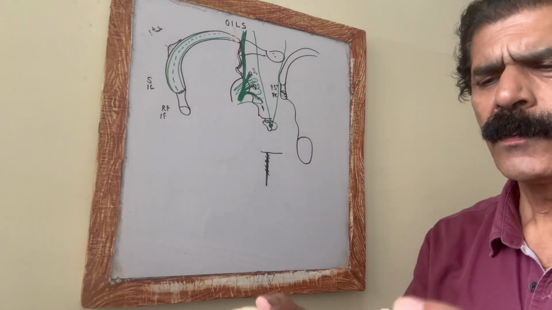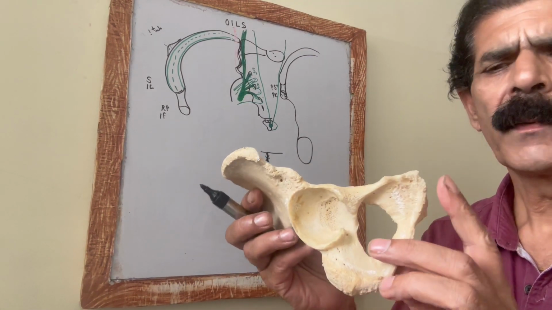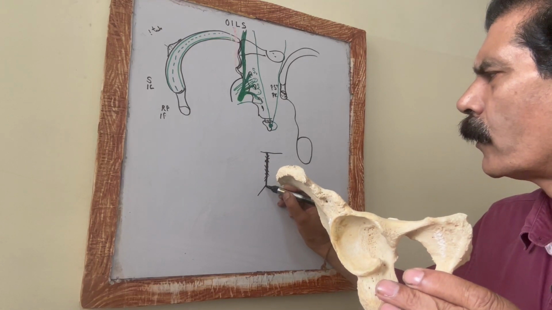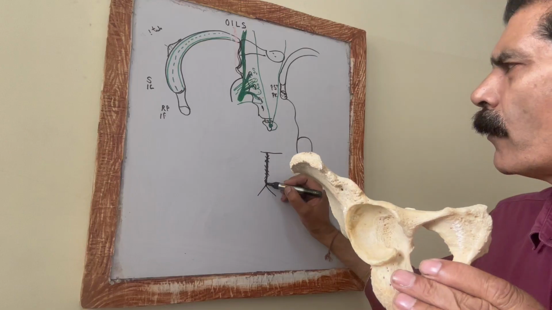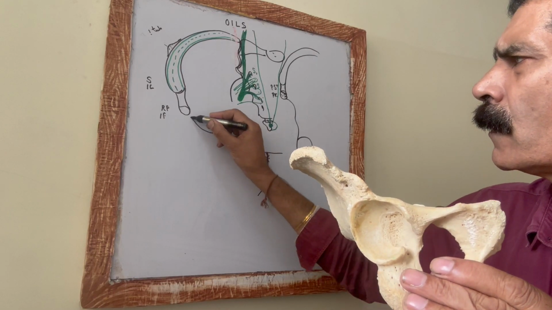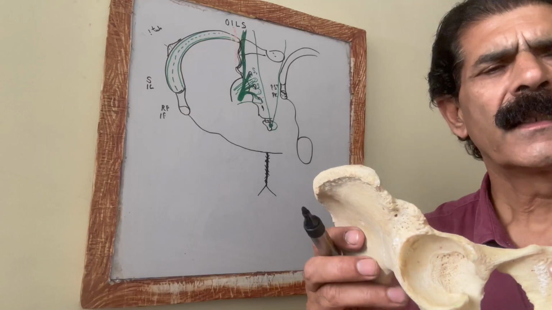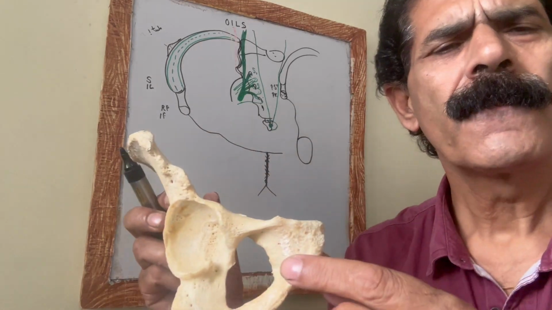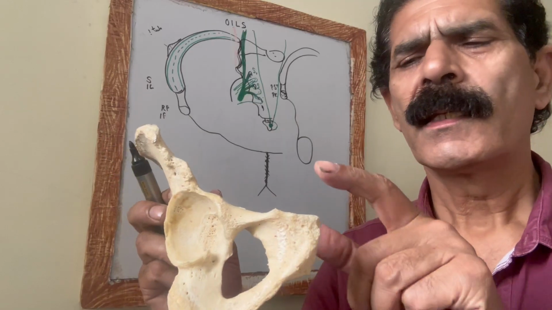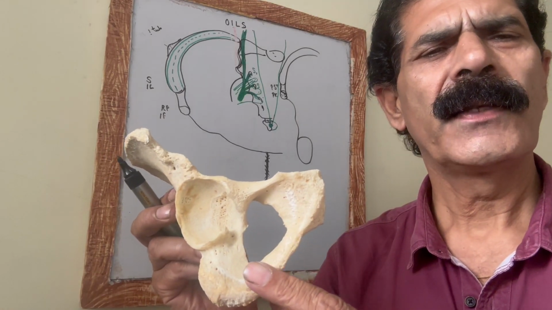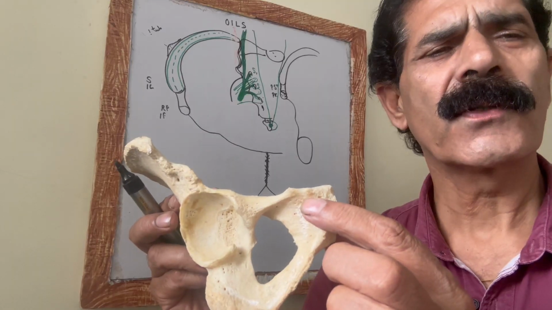So this is the pubic symphysis, the part where the right and left pubic bones of the hip bones meet to form it. The pubic bone actually has three parts. I am holding this triangular part of the pubic bone, which is called the body of the pubis, and this is called the superior ramus, and this is the inferior ramus. Ramus means the branch of a tree.